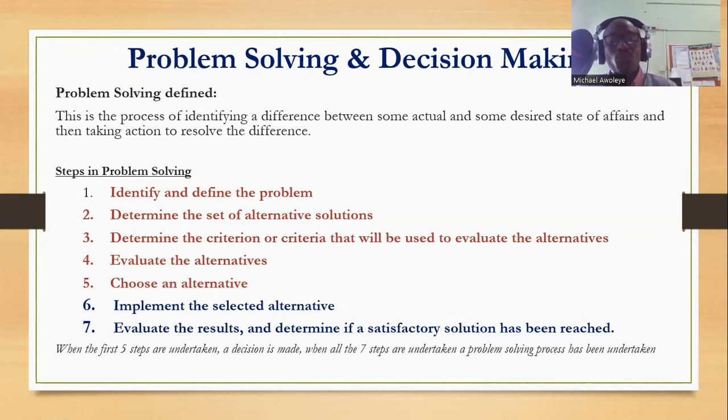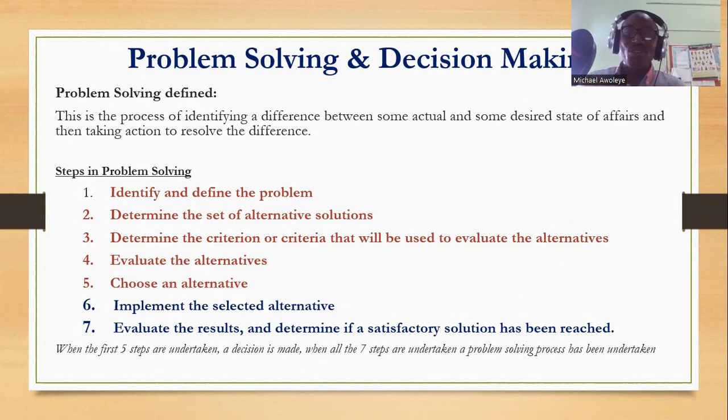But rather items 1 to 5 represent decision making. Decision making alone is not enough. You need to be able to implement the decision that you've taken. After the implementation, what comes after?